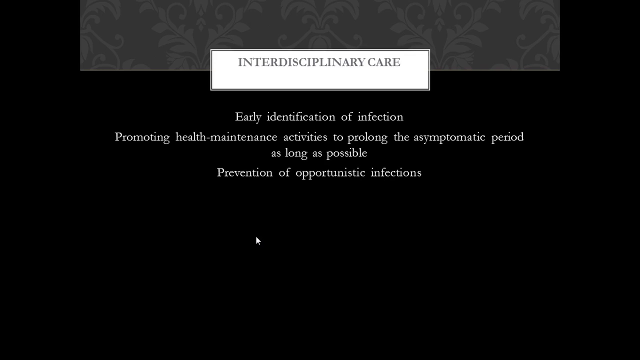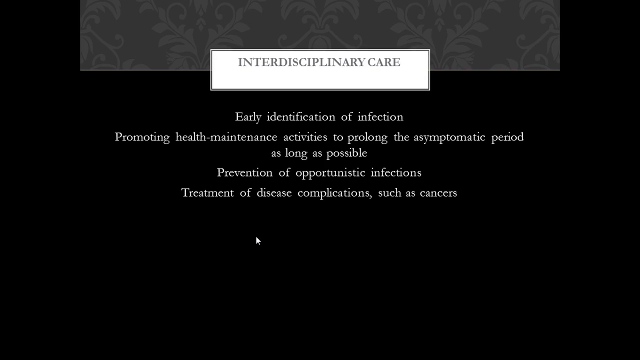Prevention of opportunistic infections. So opportunistic infections are infections that our patients get when their CD4 count is low and their viral count is elevated. And how you prevent opportunistic infections is they take their medications on time and appropriately. They have regular health maintenance checkups, and they engage in health maintenance activities such as decreased stress, good diet, sleeping patterns, etc.